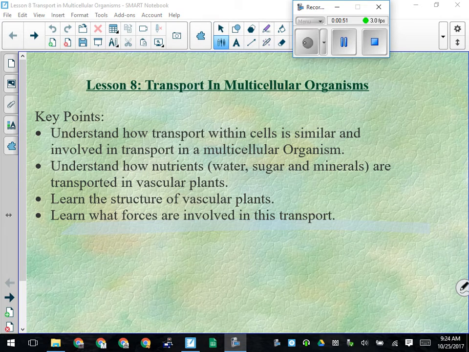Now, what does the term vascular mean? That's muscular. Yeah, veiny, actually. Vascular means veins or tubes. And so plants that have tubes are vascular plants. The majority of our terrestrial, that is land plants, are vascular plants. There are some that are not.